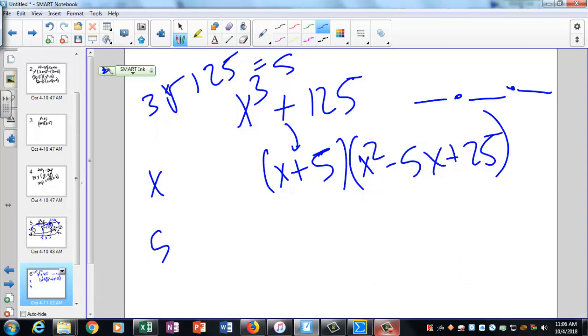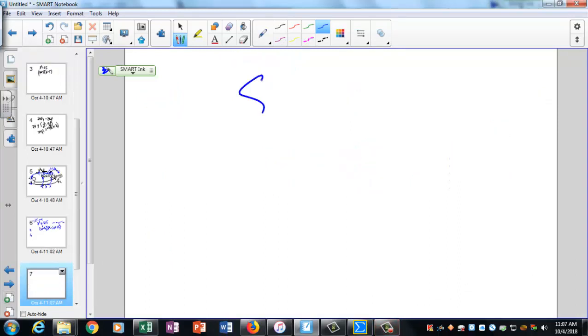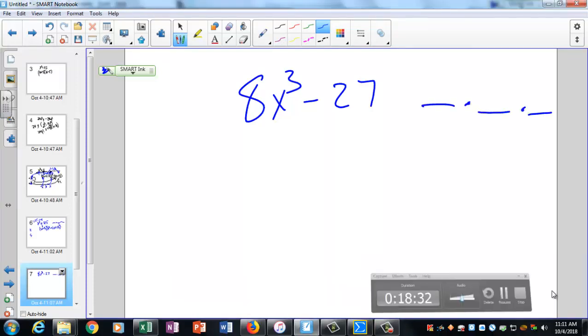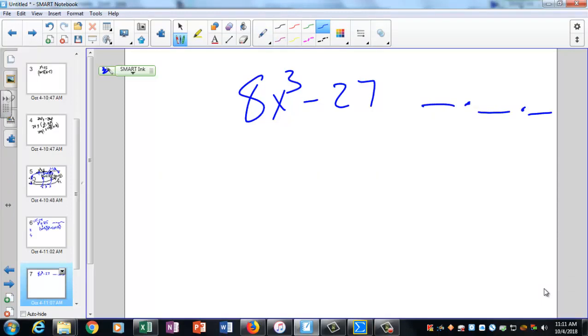I'm going to give you one additional one to try. Let's go 8x cubed minus 27. You can do it. I believe in you. I'm going to press pause. If you're at home, you can press pause now as well. Let's try that. We're back. So, what times what gives me 8x cubed? That's 2x. What times what gives me 27? That answer is 3.